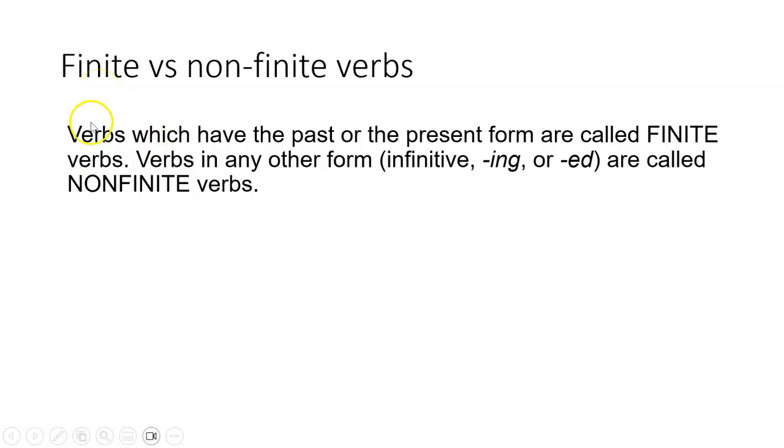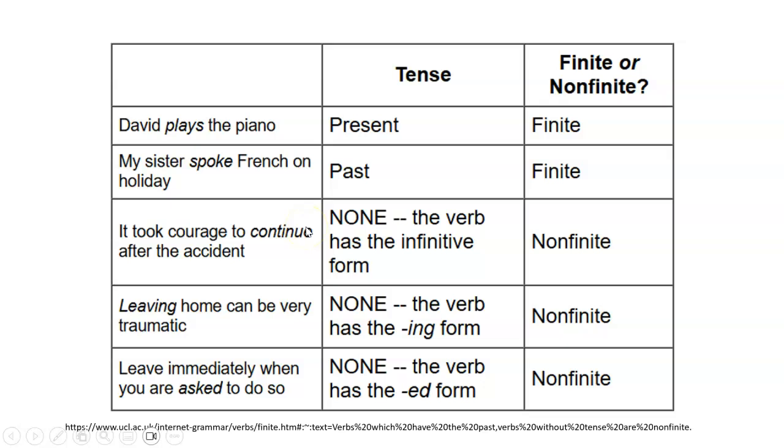In one of the links in the homework preparation sheet, you see that the explanation says, verbs which have the past or the present form are called finite verbs. Verbs in any other form, that's the infinitive, the ing, or the ed, are called non-finite. Again, let's look at examples.